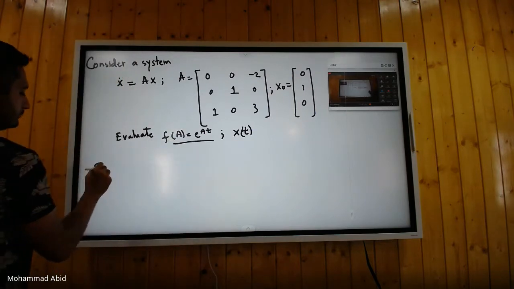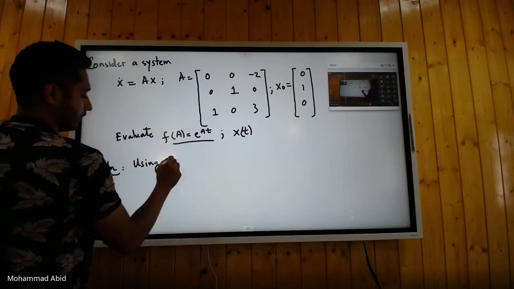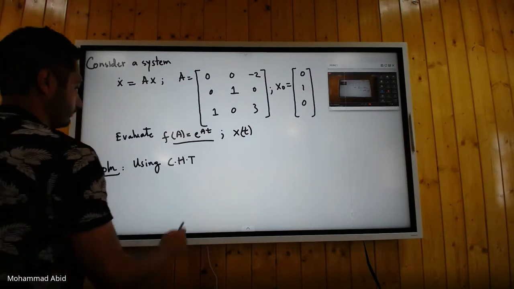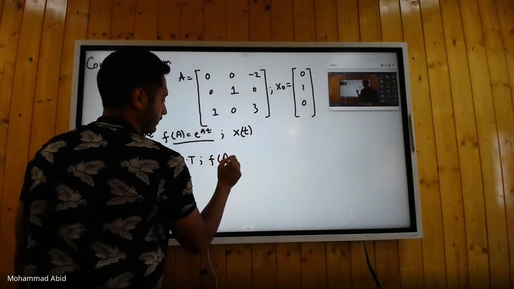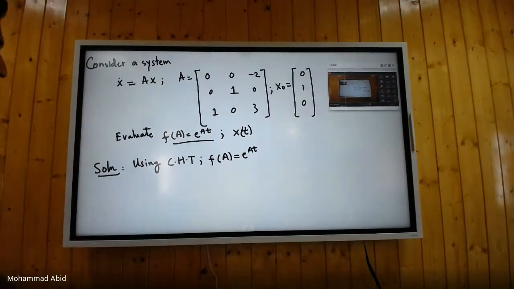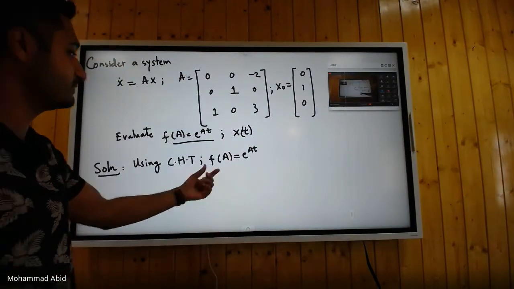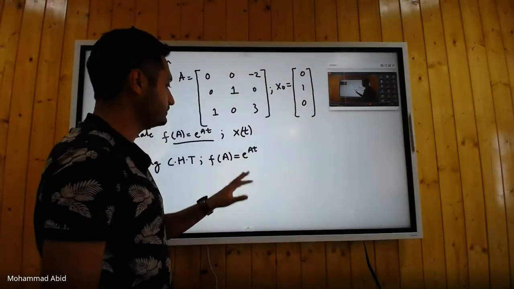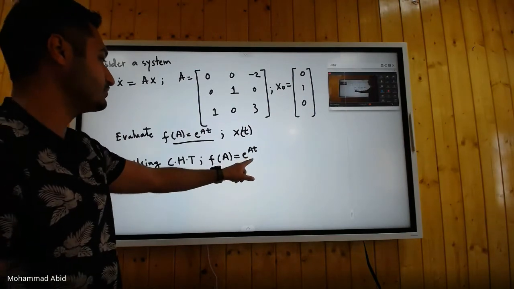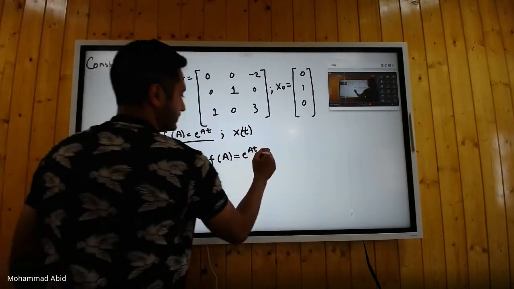So we'll start the solving using Caley-Hamilton theorem. Okay. Caley-Hamilton थ्योरम से आप कोई भी मैट्रिक्स फंक्शन को एक्सपैंड कर सकते हैं। यहाँ पे अब एक स्पेशल मैट्रिक्स फंक्शन दी गई है e to the power At. Otherwise you can expand any function of A, not necessarily exponential. You can expand any function of A using Caley-Hamilton theorem. यहाँ पे हम e to the power At में interested हैं.